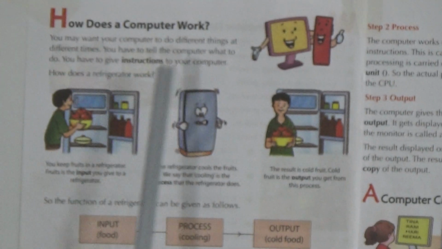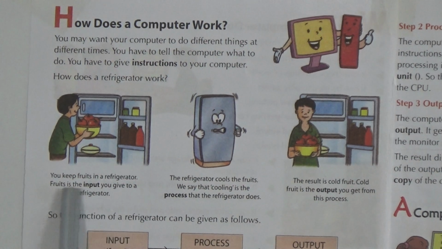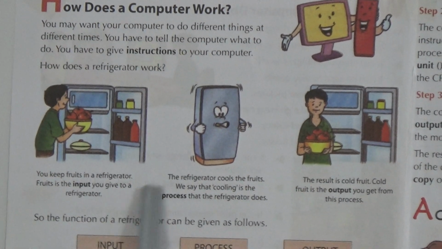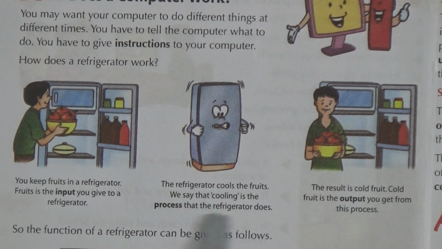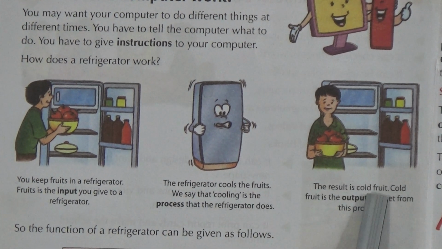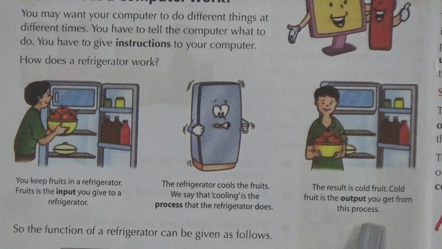So let's see. A machine like a refrigerator does a fixed function. You keep fruits in it. Fruits is the input you give to a refrigerator. The refrigerator cools the fruits. We say that cooling is the process that the refrigerator does. The result is cold fruit. Cold fruit is the output you get from this process.